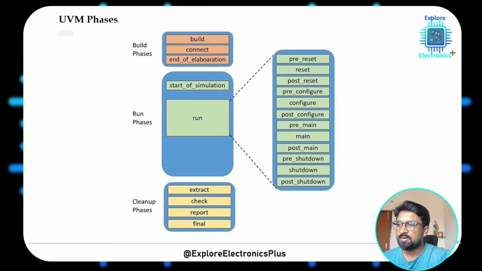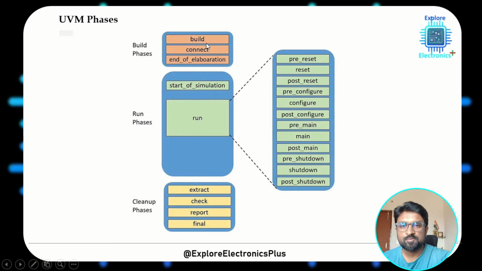If you see here, build phases, run phases and cleanup phases are the three main categories of phases. Build phases consist of the build phase, connect phase and end of elaboration phase. Run phases consist of start of simulation and run phase. Cleanup phases are extract, check, report and final phases.